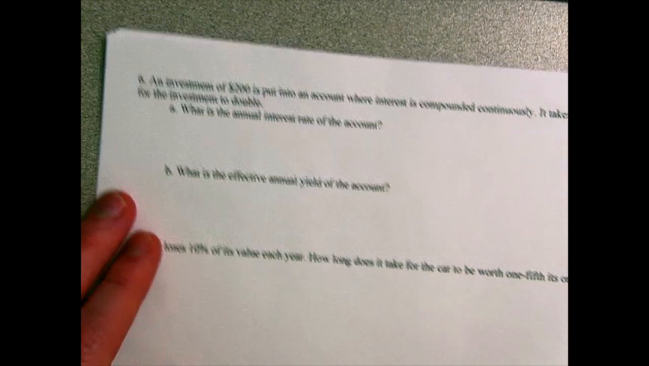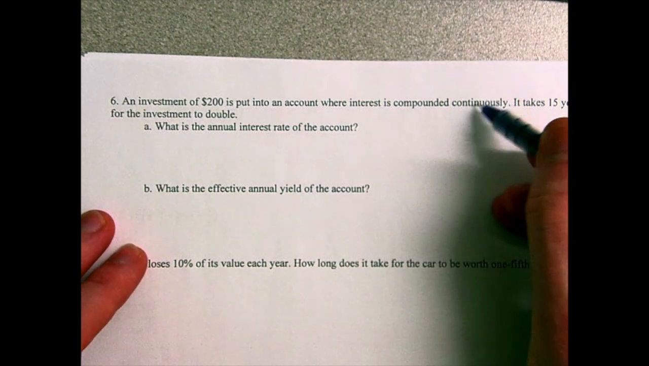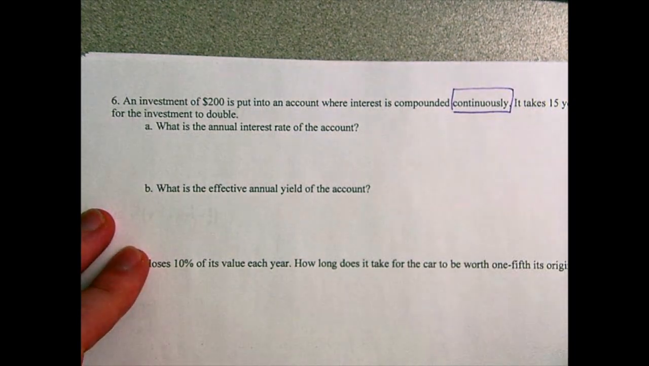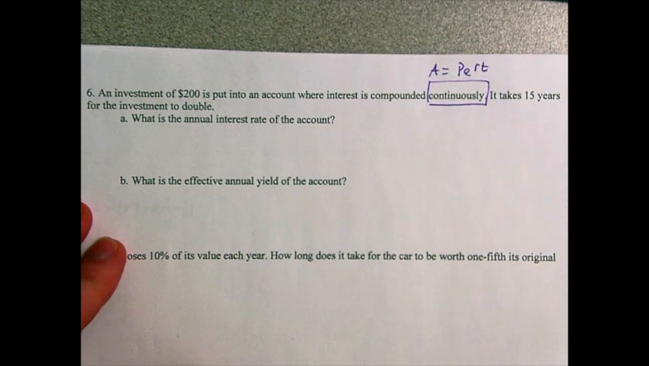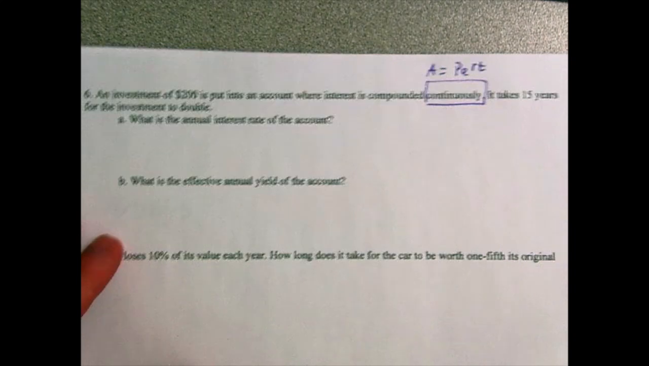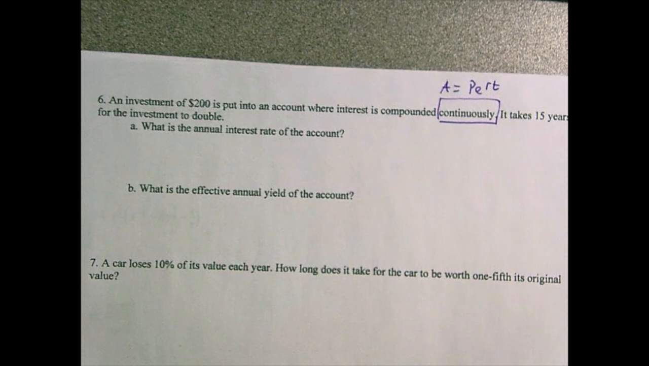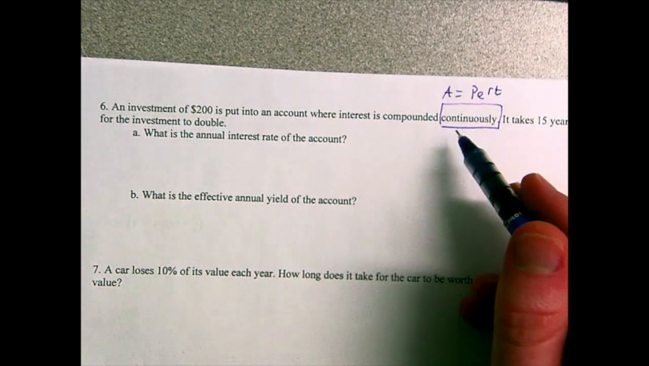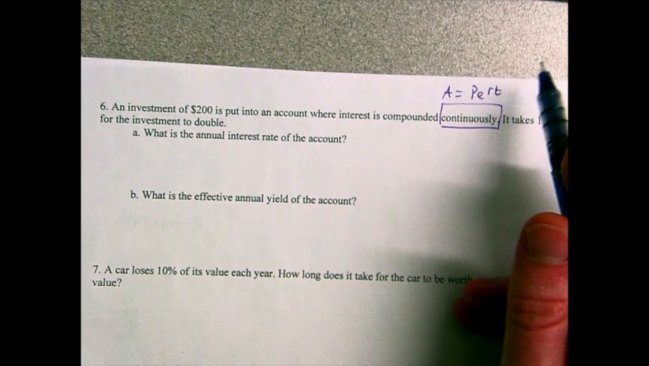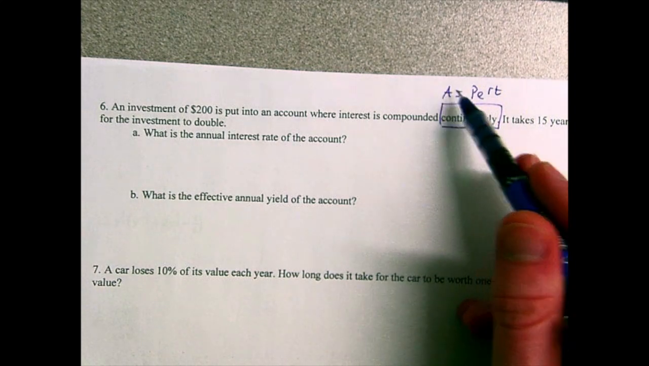Okay, so number 6, an investment of $200 is put into an account where interest is compounded continuously. That means I'm going to have to use the formula A is equal to P e to the rt. It takes 15 years for the investment to double. What is the annual interest rate of the account? I know that 200 is what you started with, and 15 years later you have twice that, which means 400.